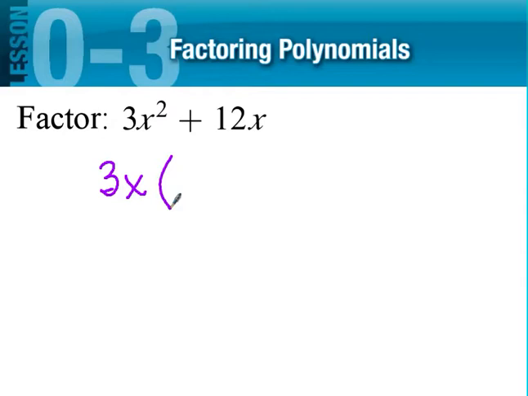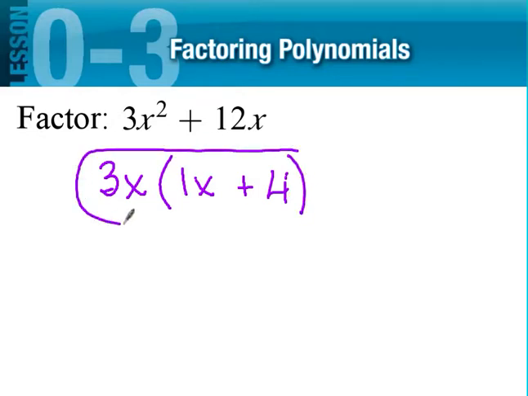So now when I do that, I'm going to go ahead and finish the problem. And so I need to think 3 times what is 3? 1. X times what gives me x squared? X. So now I'm going to put the plus sign. 3 times what gives me 12? 4. X times what gives me x? Nothing. So there you go. You just factored.